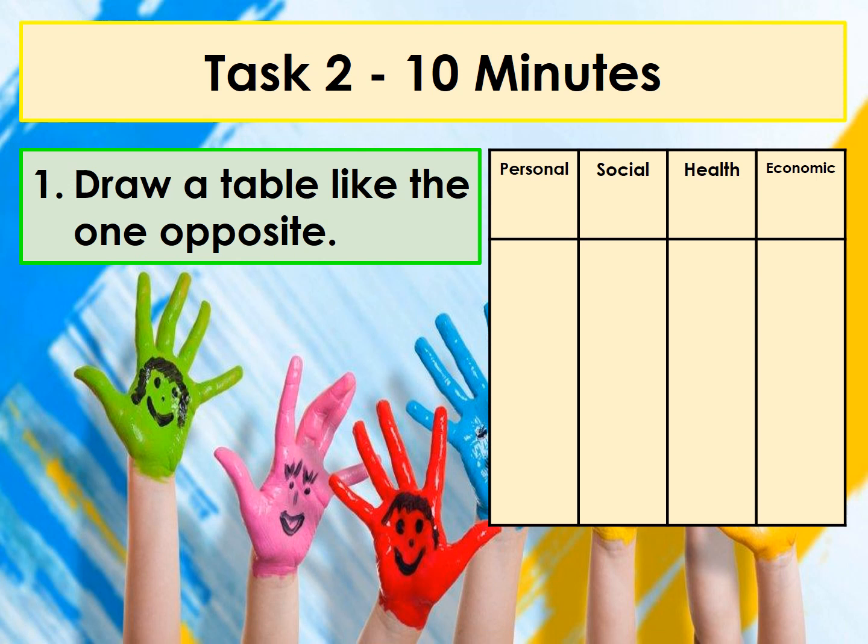Really well done. For your next task, you need to draw a table in your workbook like the one on the board. It needs to have 4 columns, and at the top of each column, you need to write the different parts of PSHE. So in the first column, personal, the second column, social, the third column, health, and the final column, economic.